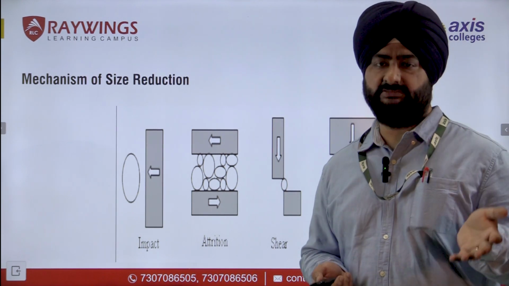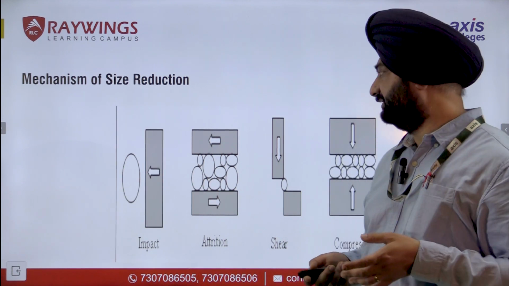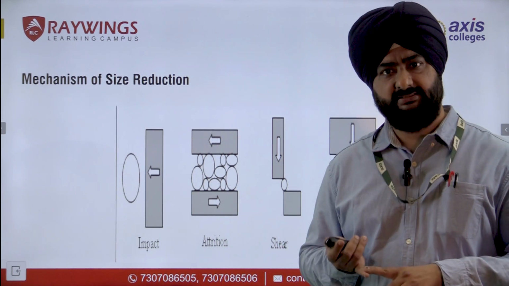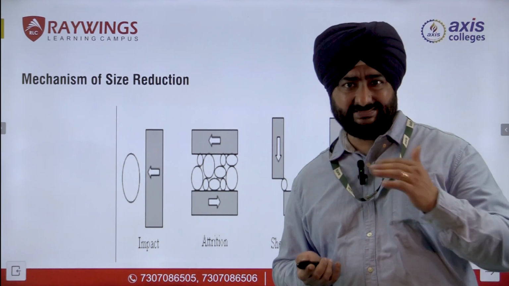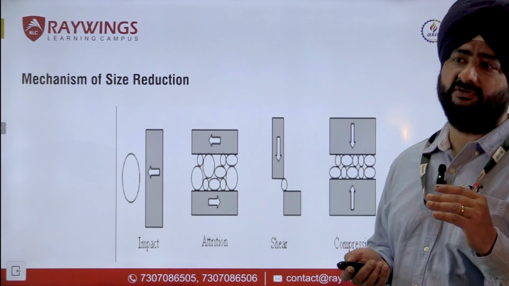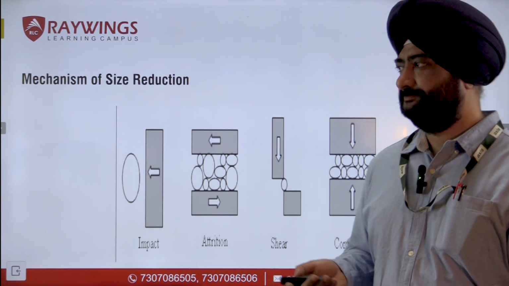So these are the four basic mechanisms of size reduction. Mechanism means principles on which the machine is working. Four principles, what are the names? Impact, attrition, shear, and compression. These are the four basic mechanisms on which any machine for size reduction is working.